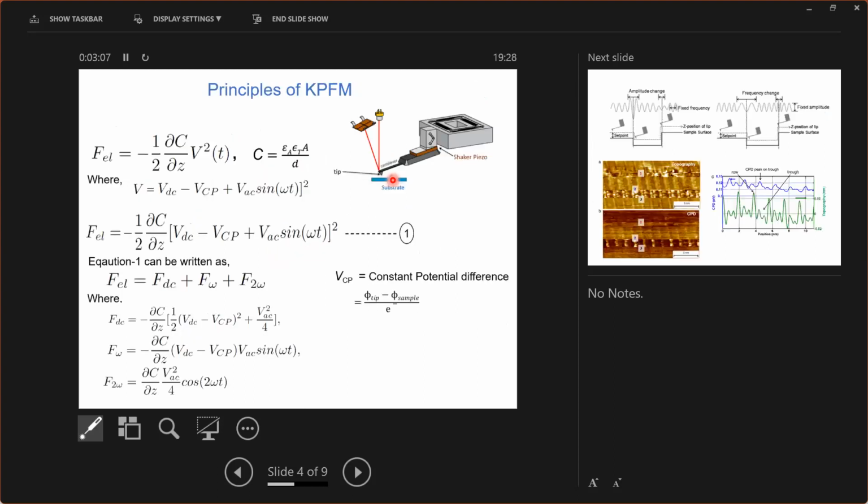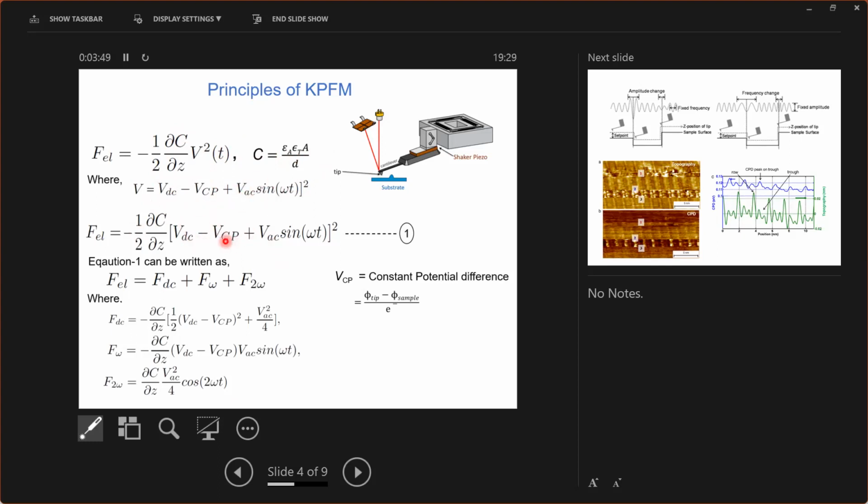Now, in KPFM measurement, as the tip is not in contact, there is an electrostatic force. The electrostatic force is dependent on minus half dC/dz times V squared, where C is the capacitance, as there are two charges in parallel, so there will be a capacitance type of charge. So it is given by this equation. With distance, the capacitance will reduce, and here the potential is given as a DC potential with the constant potential difference, and there is an AC potential as well.